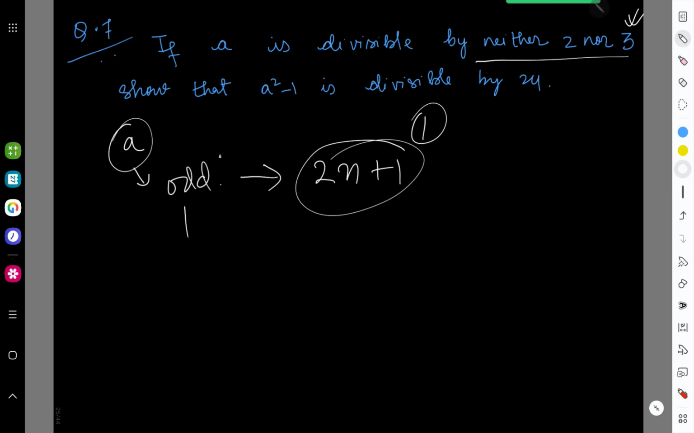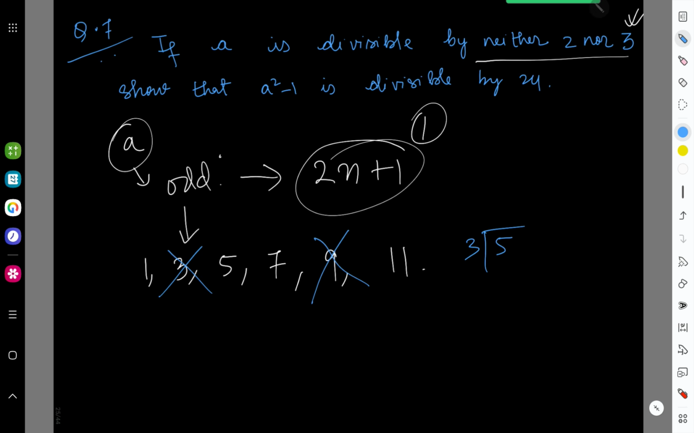So let me take some odd numbers: 1, 3, 5, 7, 9, 11. If it is not divisible by 3, then this is not the number, because 3 is divisible by 3. This is also not the number. So let us divide 5 by 3. 1 times 3, our remainder is 2.